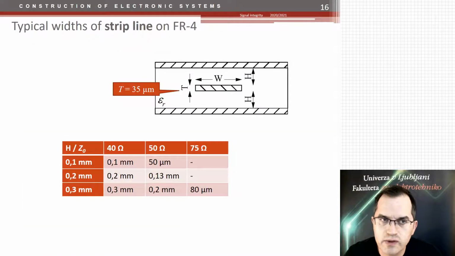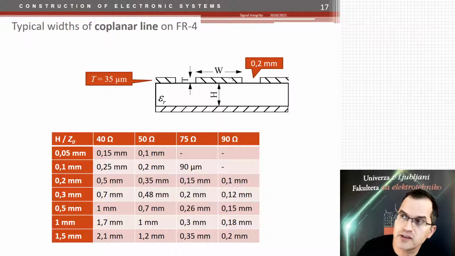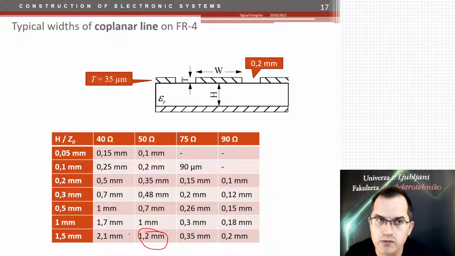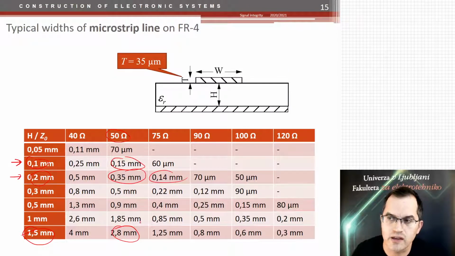So all that should be taken into account. For example, if you want to use a 50 ohm track on a 1.5 millimeter substrate, it's better to use a coplanar line than a normal microstrip line, because in the coplanar waveguide you would get the same impedance with just a 1.2 millimeter wide track, which is still very wide, but it's narrower than here, 2.8.